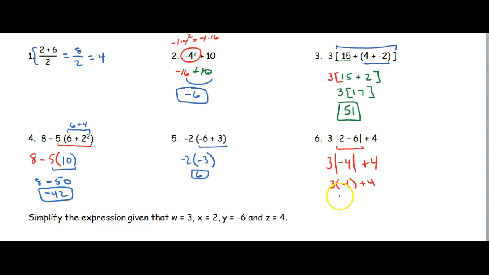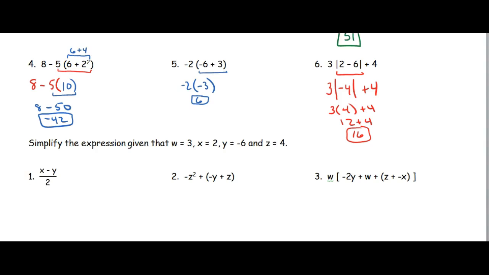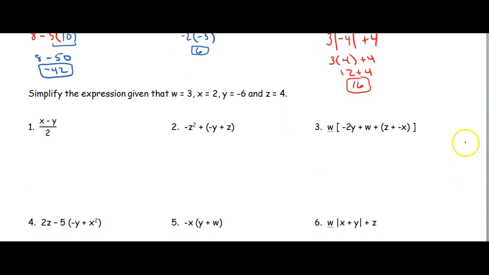Now, 3 times 4 is 12. And then when I go ahead and add the 4, 12 plus 4 is 16. Okay? Those are pretty straightforward. Now, what happens is, we're going to do some substitution. Meaning, we're going to substitute the value of these variables into the expressions, and then we're going to go ahead and use correct order of operations to evaluate them.